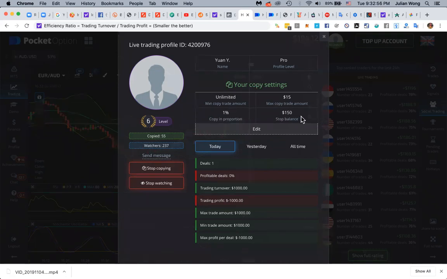So I give a cutoff in case one day he goes nuts and he does something really stupid, and my cutoff stop balance is 150. And then in case some days he trades bigger, I give him an extra margin of $15. But otherwise, it should only be about 10. All right, you guys follow this example.